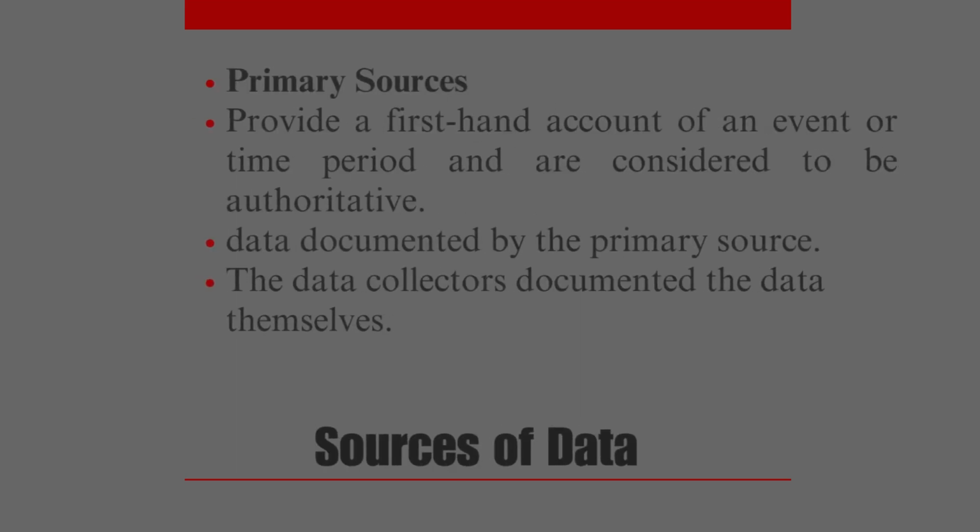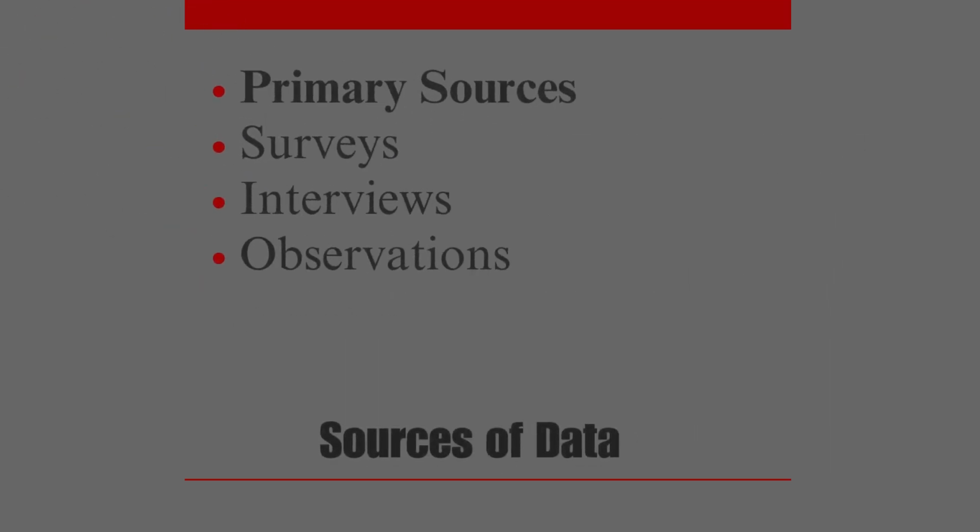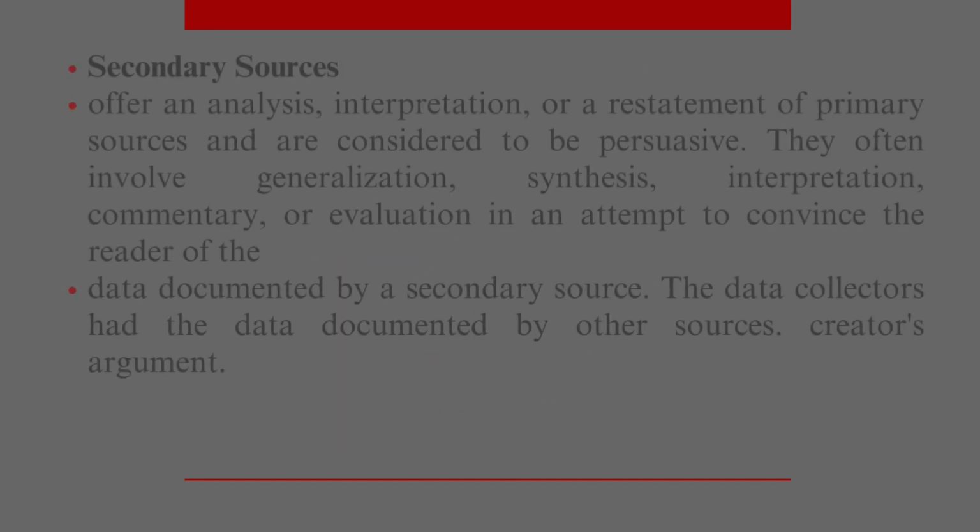Next, we have the sources of data. We have the primary sources and the secondary sources. For primary sources, these are first-hand information. They represent original thinking, reports on discoveries or events, or they can share new information. And the data collectors documented the data themselves. Examples are surveys, interviews, and observations.